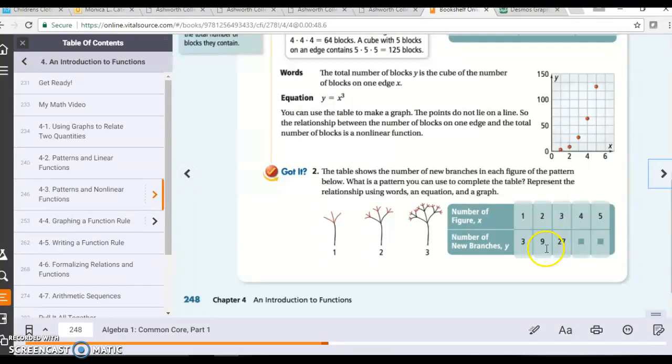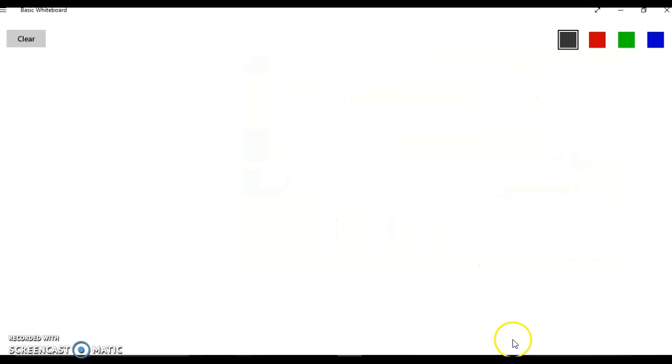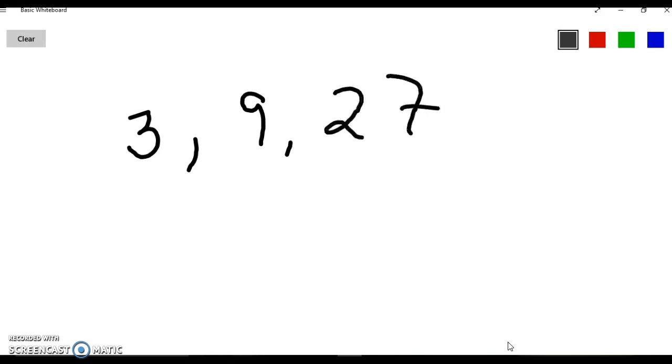9. If there are 3, so it's 1, 2, 3. How many are there all together? 27. So what do you think is going to happen here? What do you notice is going on with these numbers? Look like they're all cubes, right? So let's look at it another way. So if I have 3, 9, and 27, and this is really just kind of looking at patterns and looking at numbers.